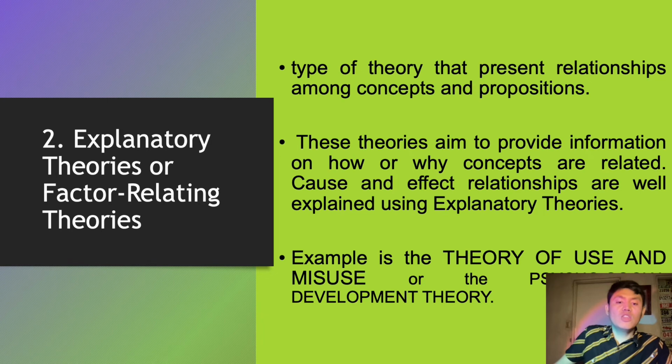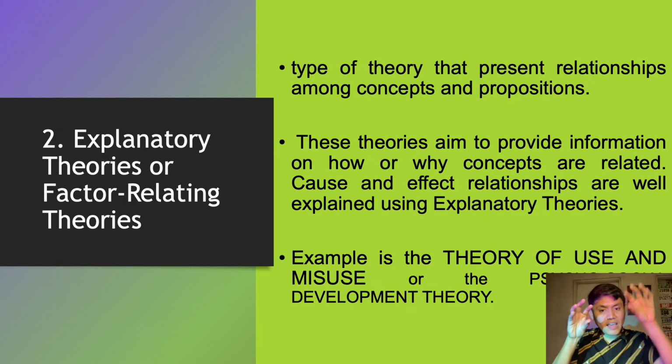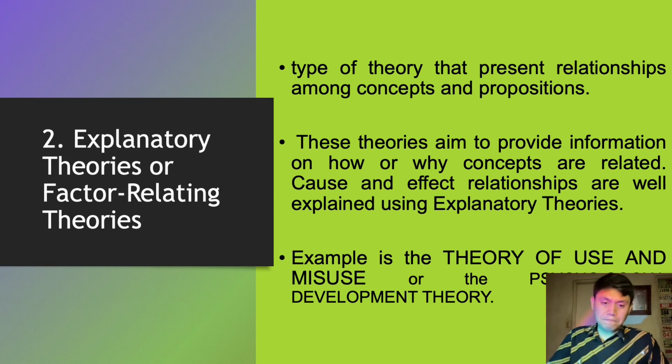So that is a theory of use and misuse. They explain the different factors that are related to a phenomenon. So dito po, this is the muscle growth. Sabi nila, the more exercise, the more muscle growth, the less exercise, the less muscle growth. So that is a good example of the explanatory theories.